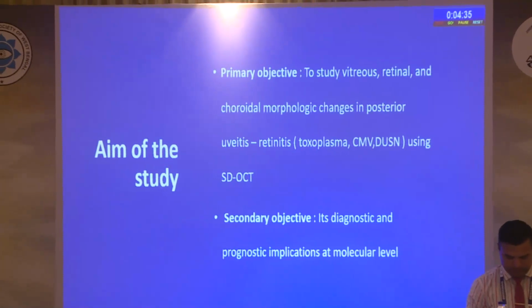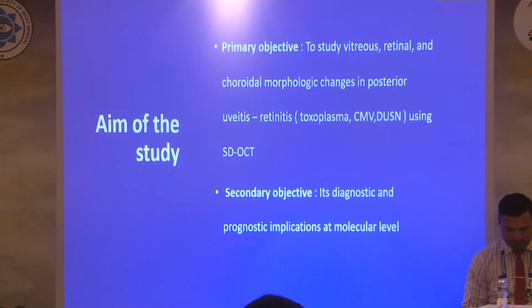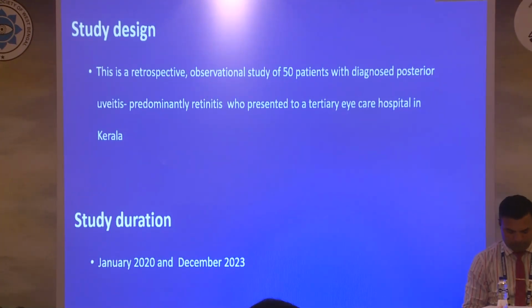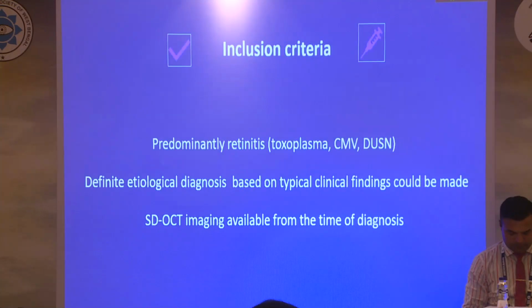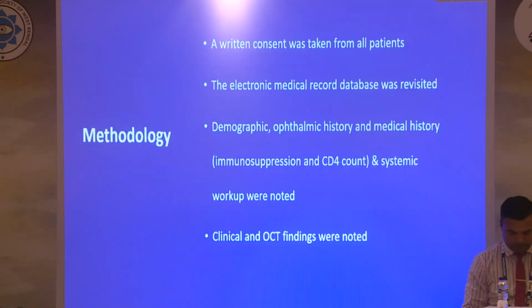And the secondary objective is its diagnostic and prognostic implication at the molecular level, reviewed through previous review of literature. This is a retrospective study of 50 patients, 30 toxoplasma, 11 Dosen and 9 CMV retinitis, studied in a tertiary eye care hospital in Kerala from January 2020 to December 2023. Predominantly retinitis was studied with a definite etiological diagnosis based on typical clinical findings, and the SD-OCT was studied. Cases with media opacity, pure choroiditis, vasculitis or intermediate uveitis, and doubtful etiological diagnosis were excluded.